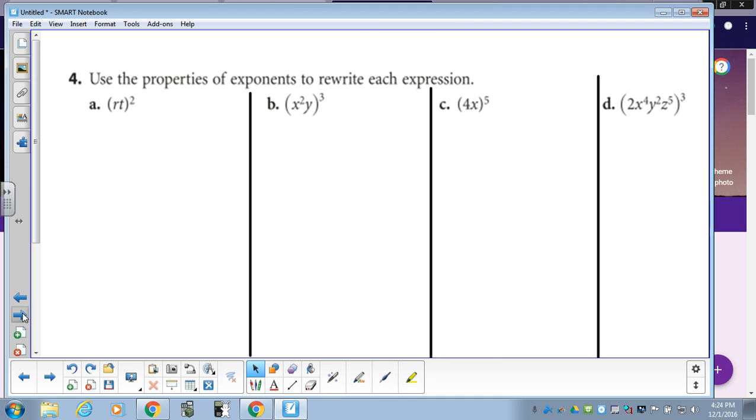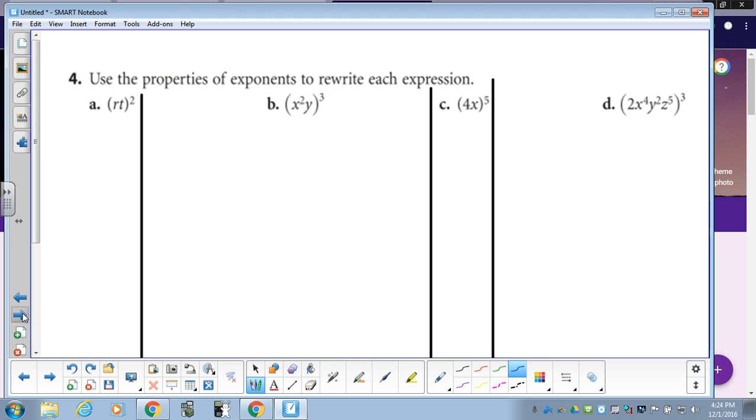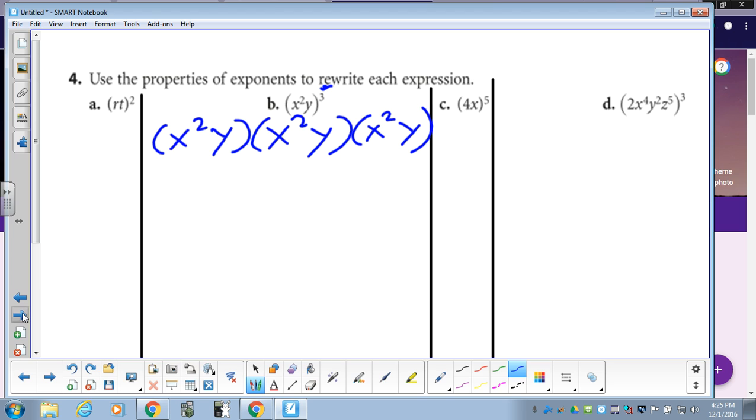And so 4. This is the last one. We just did 1, 2, 3, and 4. That was what was assigned. It says use the properties of exponents to rewrite each expression. Now, let's go ahead and do that. Let's make it do what it do, if you will. Outside in with this. Looking at B, we go outside in. So we started with that exponent of 3 there. And so this is x squared y, x squared y, x squared y. X squared y is a factor 3 times.